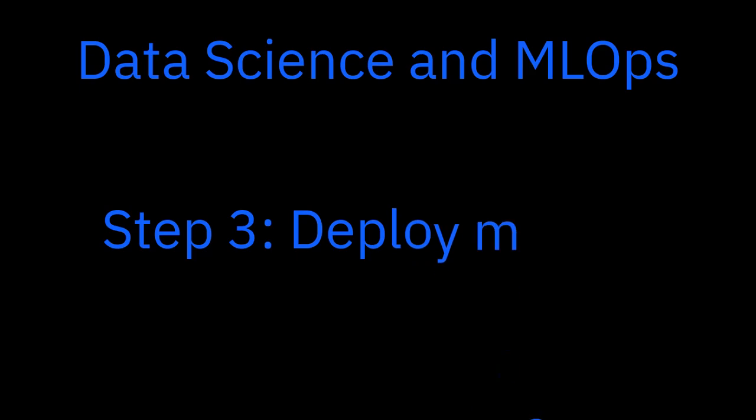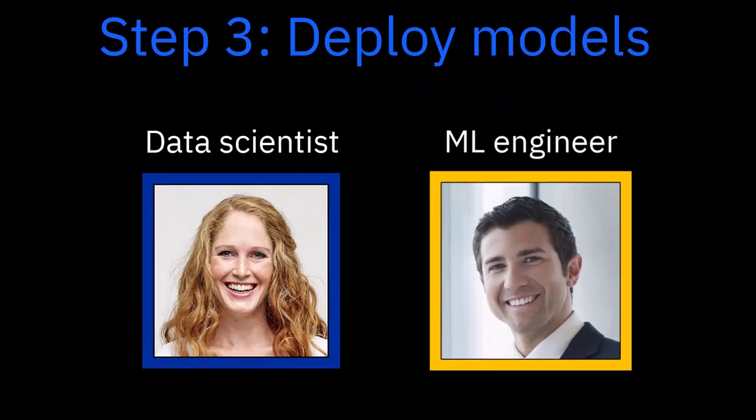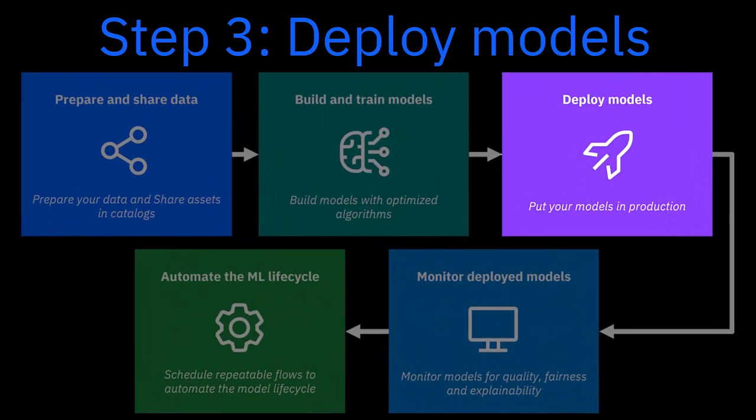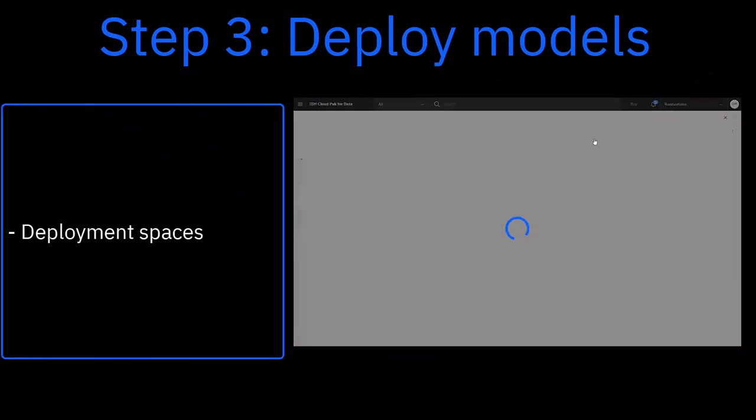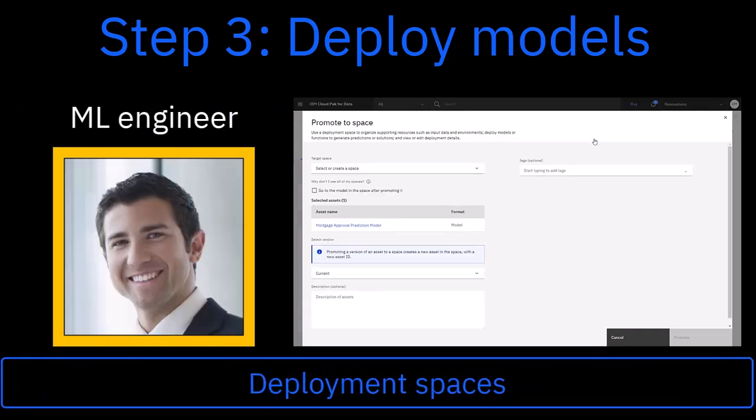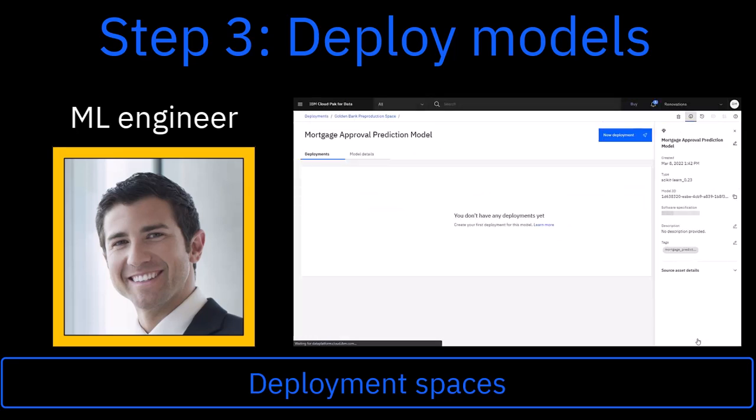Step 3. When operations team members deploy your AI models, the models become available for applications to use to get scores and predictions that help drive business decisions. In Step 3, you can deploy models by using deployment spaces. You use a deployment space to organize the model, input data, and any other supporting assets for putting your model to use. You can deploy the model using the user interface or in a notebook.